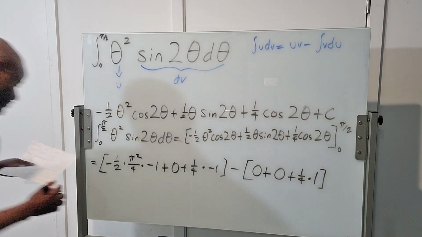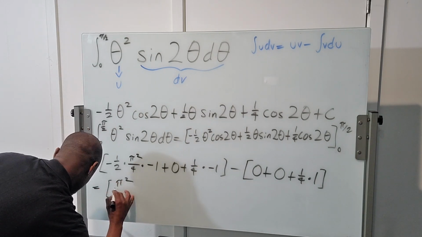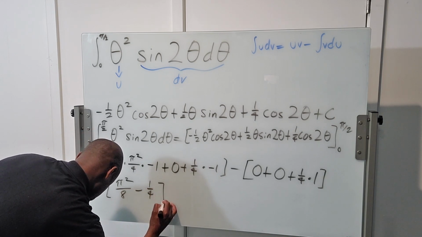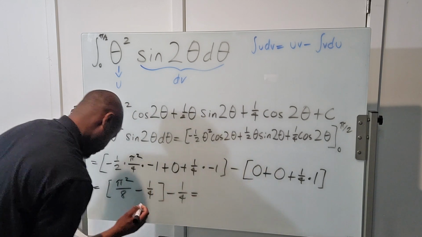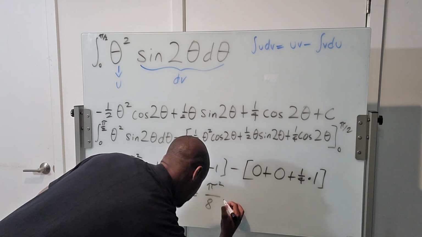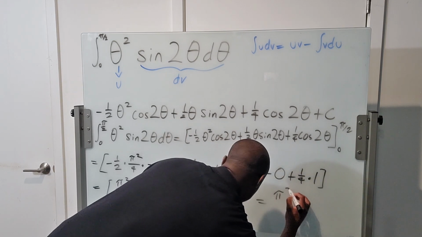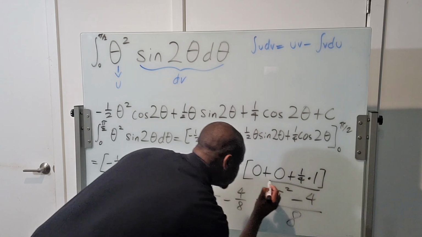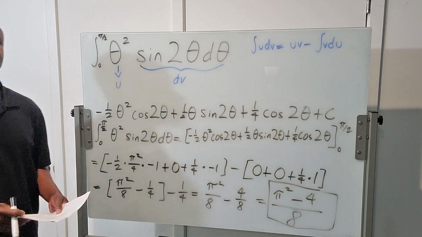So let's go ahead and simplify. Here we get pi squared over 8 minus 1/4, which is simply pi squared over 8 minus 4/8, which is pi squared minus 4 over 8. Final answer.